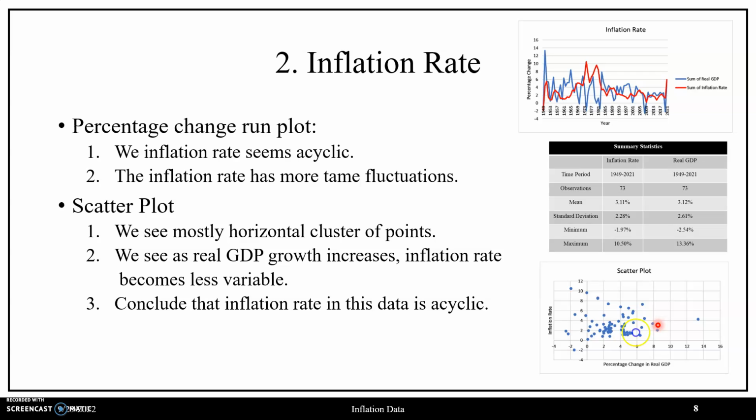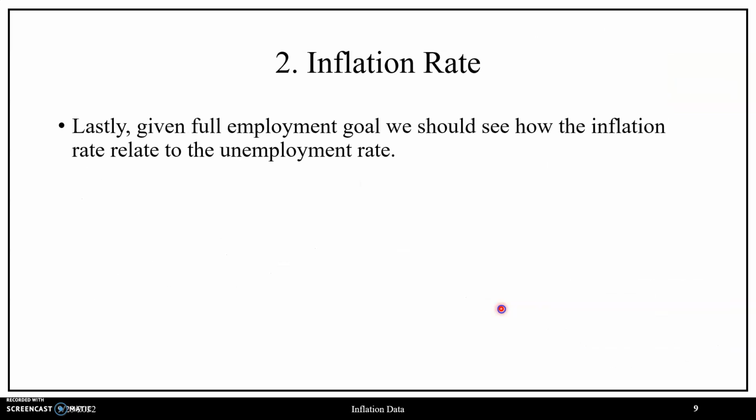However, based upon the horizontal cluster of points in our scatter plot and the run plot in which the inflation rate is moving with and against the percentage change in real GDP over different periods of time, we'll conclude that the inflation rate is acyclic in this data set. With this in mind, lastly, we'd like to conclude by examining the relationship between inflation and the unemployment rate, given that our full employment goal, that is the lowest rate of unemployment compatible with price stability, ties these two variables together, in which both of these variables were found to be problems in an economy.